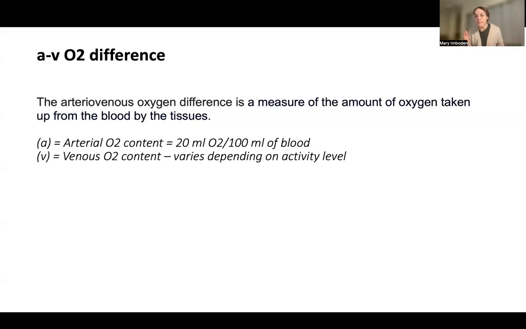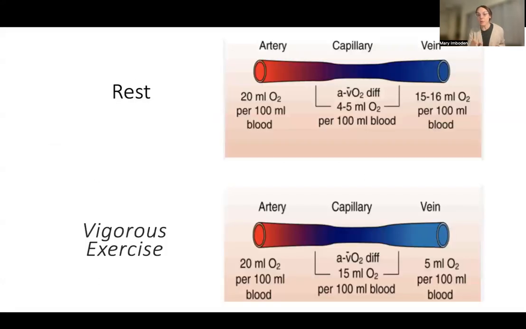But the venous side is going to change depending on how much oxygen we need for the activity we're currently in. We need less oxygen to fuel our muscles when we're just sitting, lying down, or sleeping versus when we're up and running around, right? And so the actual difference is going to reflect that. And that's what you're seeing here.